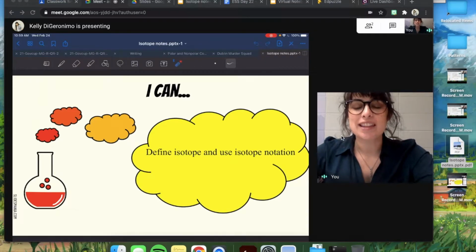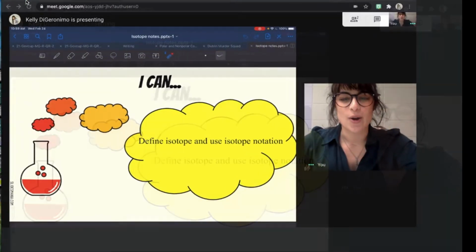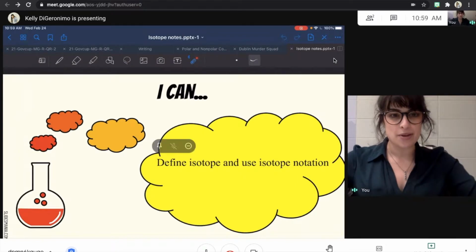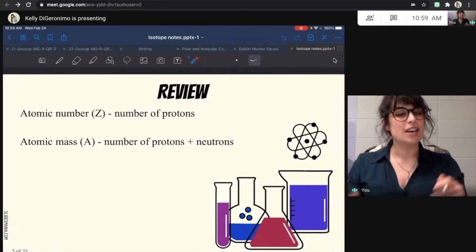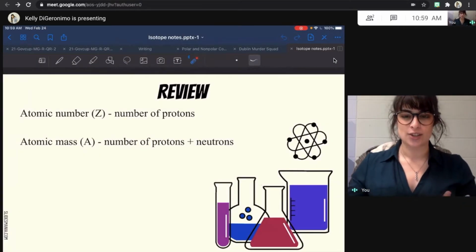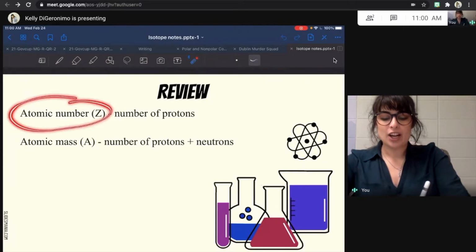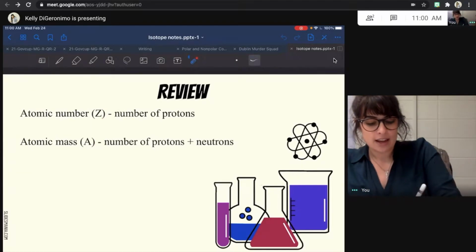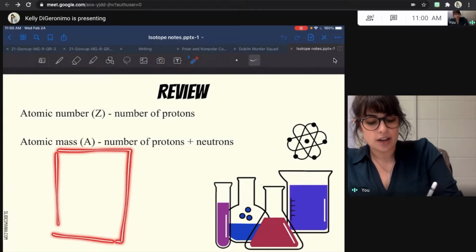Everybody, we are going to be learning something brand new today, and it's all about isotopes and how we should write about them. We're going to start by reviewing stuff we already know that's like ancient history. We learned about atomic number and atomic mass and how they're two different things. So I'm going to draw for you part of the periodic table.